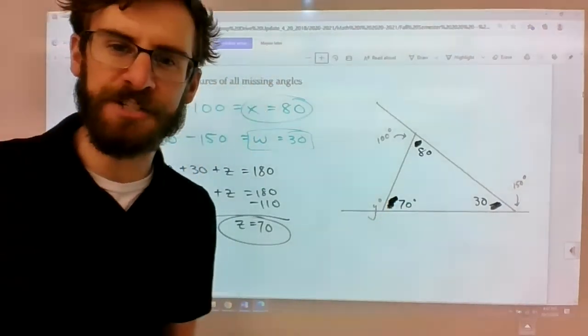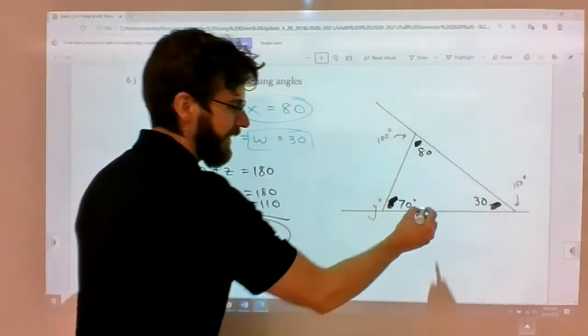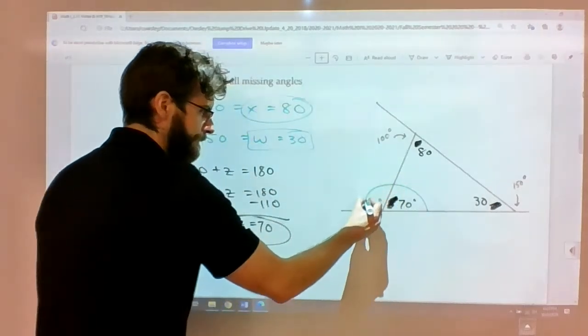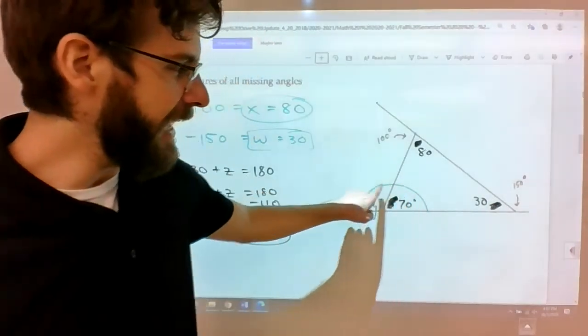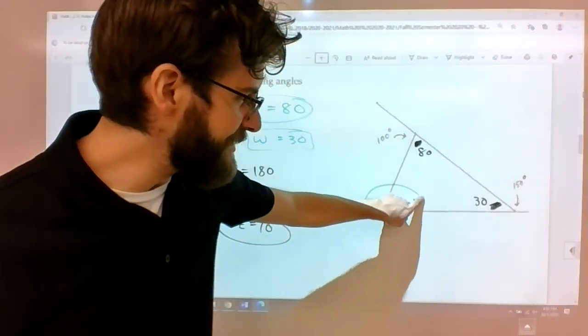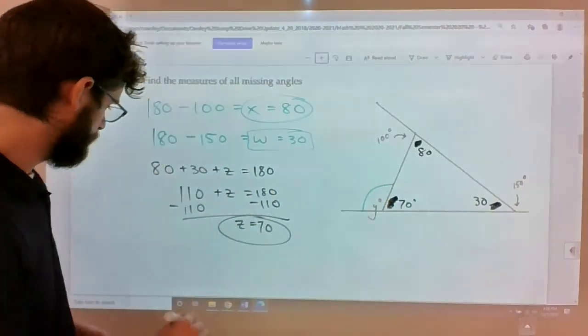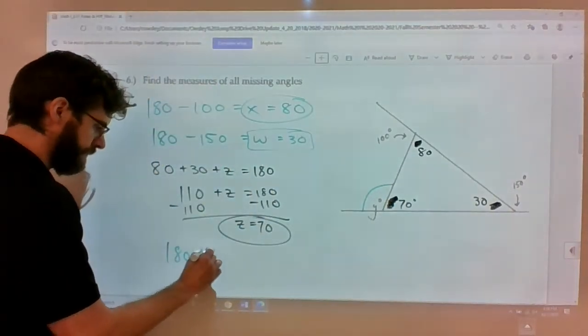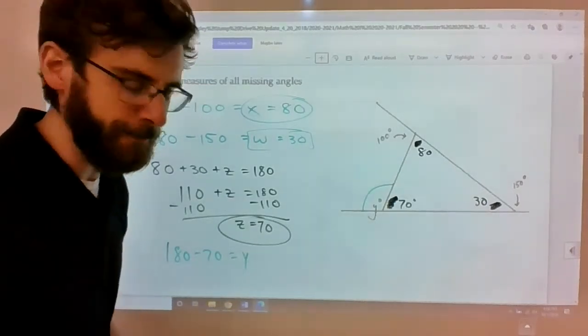All right, and here's my last move. I got one more 180 degree angle. So 180 minus 70 is y. And it ends up being 110.